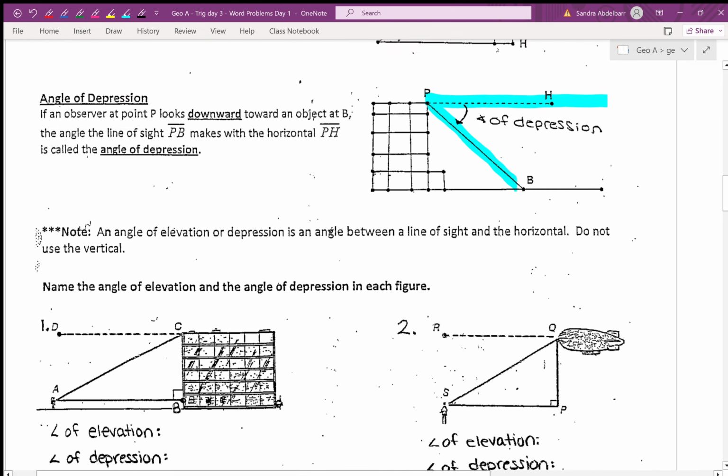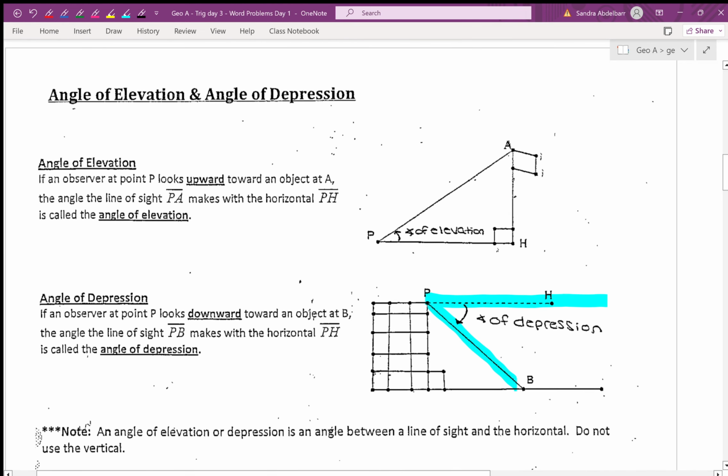So is the angle of elevation usually the right angle? Never the right angle. Angle of elevation is one of the acute angles, one ray looking up, one ray going across. This one's not looking up or down. This is just a perfectly straight right angle, 90 degrees.